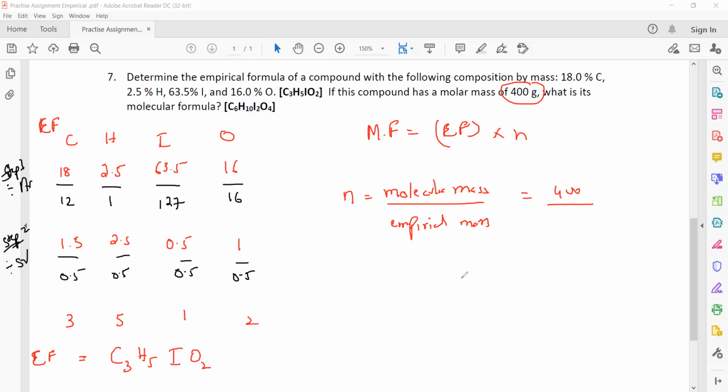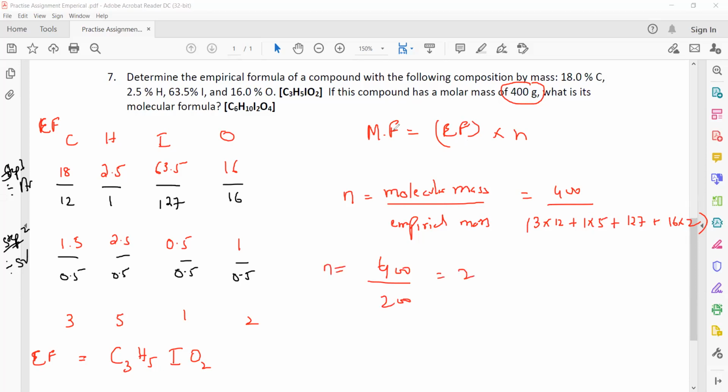So it contains 3 carbon, so it will be 3 multiplied by 12, plus 5 hydrogen, so 1 multiplied by 5, plus 1 iodine, which is 127, plus 2 oxygen, so 16 multiplied by 2. So 3 multiplied by 12 is 36, 36 plus 5 is 41, 41 plus 127 is 168, and 168 plus 32 is 200. So the molecular mass is 400, where empirical mass is 200, so the value of N is equal to 2.